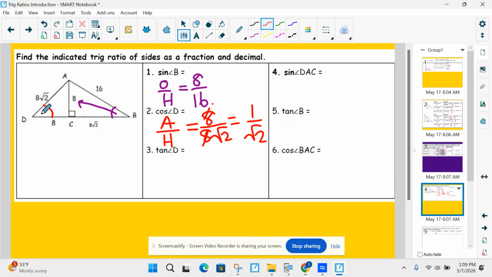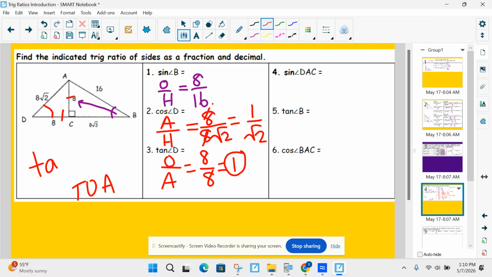The tangent of D would be opposite over adjacent because of the TOA, which is 8 is opposite and 8 is also adjacent. And 8 divided by 8 is 1. Fun fact, since this is 8 and 8, this is an isosceles triangle, which means these two angles will be the same and both 45 degrees. So the tangent of any 45-degree angle is always going to be 1, because you're always dividing the same side lengths together.